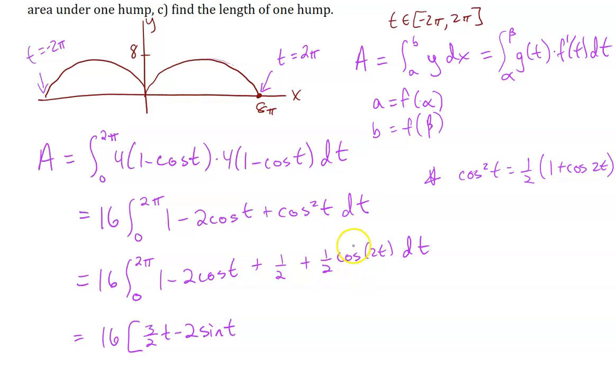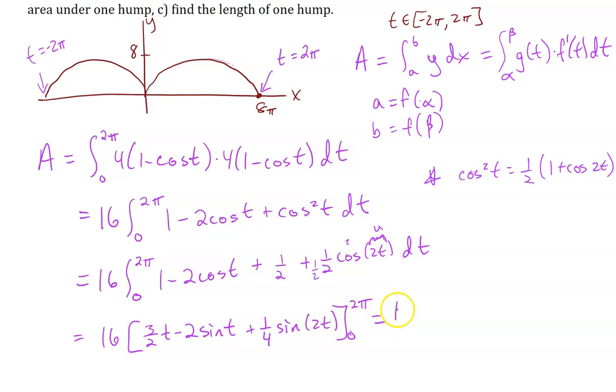And then for this one here, it is 2t, meaning we need to multiply by 2, divide by 2 also. So we end up with plus 1/4 of sine of 2t from 0 to 2 pi.